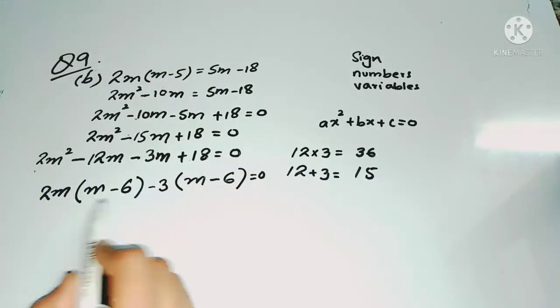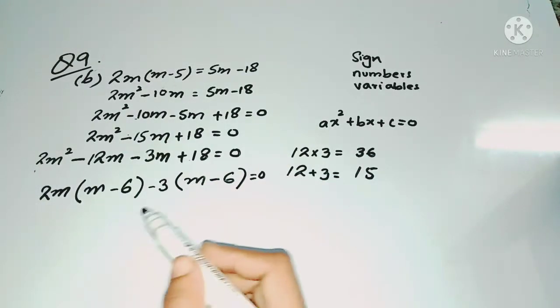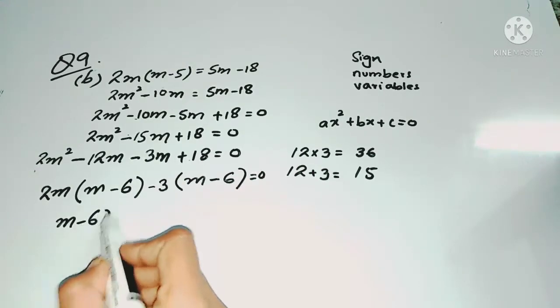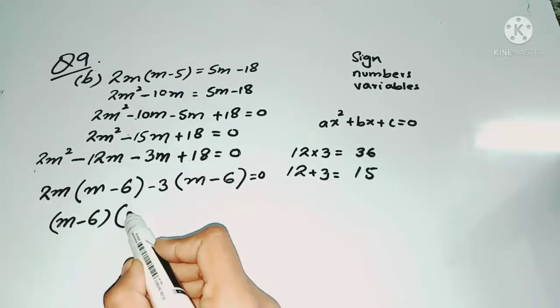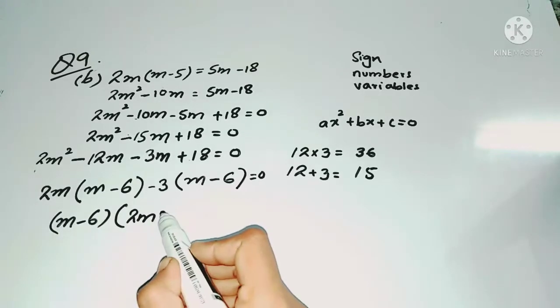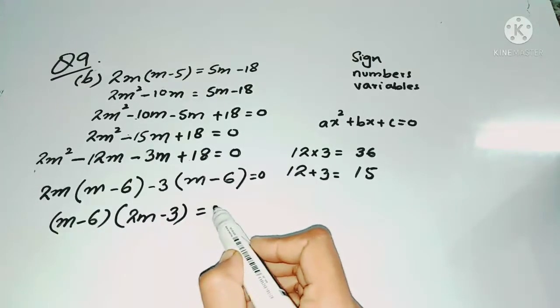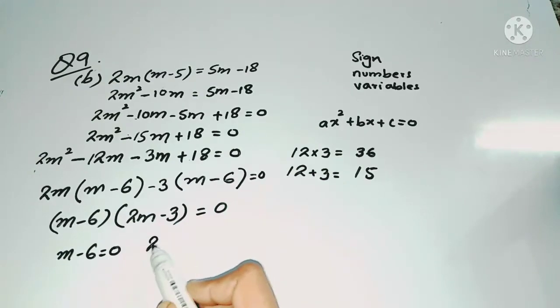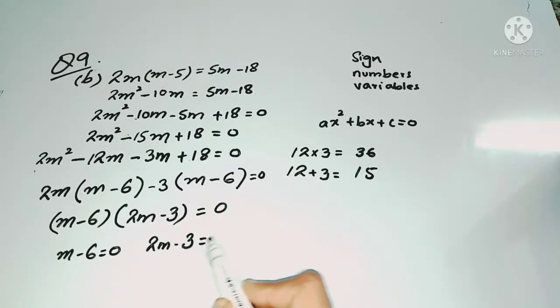Now from this whole term and from this whole term you can see that m minus 6 is common. So you can take m minus 6 common like this. What's left here is 2m and what's left here is minus 3. And they are both equal to 0. Now these both terms are equal to 0, so we'll make them equal to 0 so that we can find out the value of m. So m minus 6 is equal to 0 and 2m minus 3 is also equal to 0.